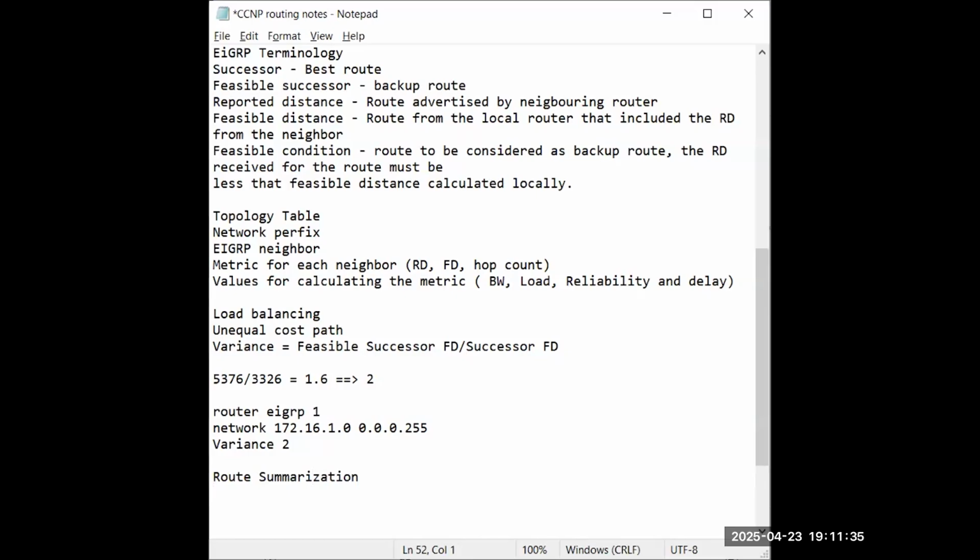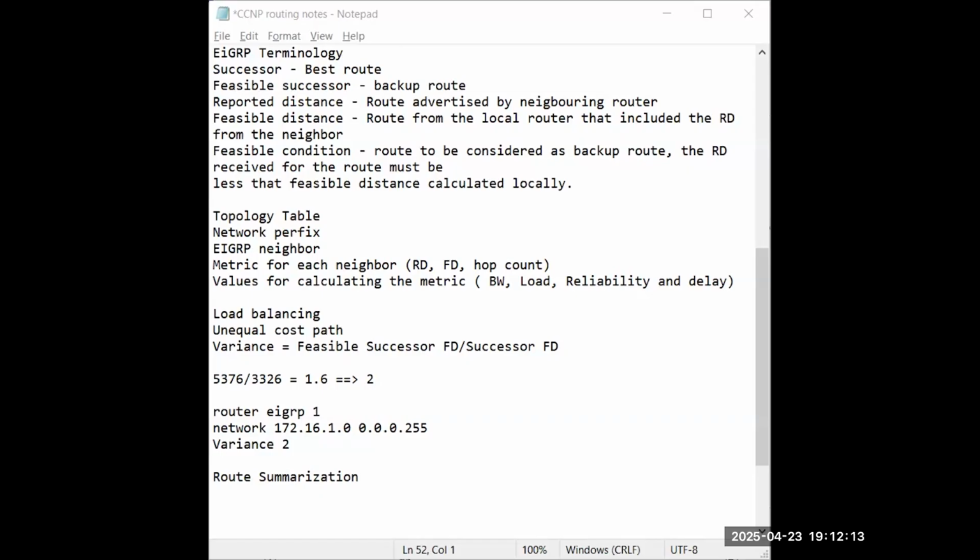Route summarization, by the word itself, means that we are going to summarize the network prefix. Why are we going to do it? EIGRP has route summarization as an additional feature, where the size of the network is reduced in order to increase the convergence.